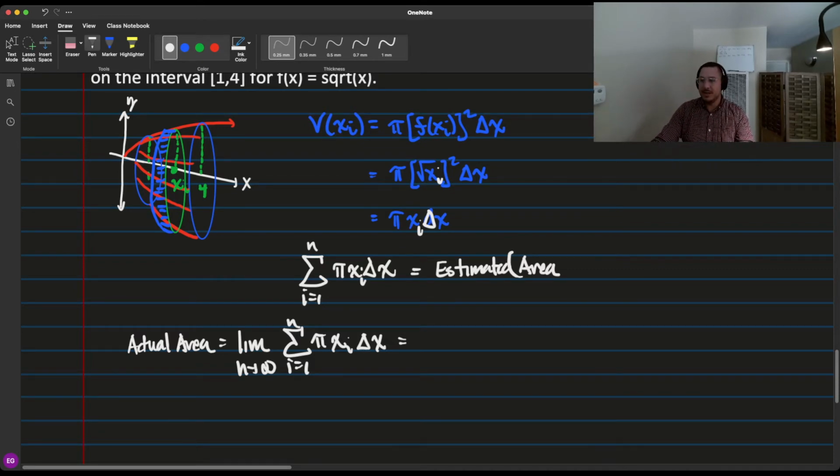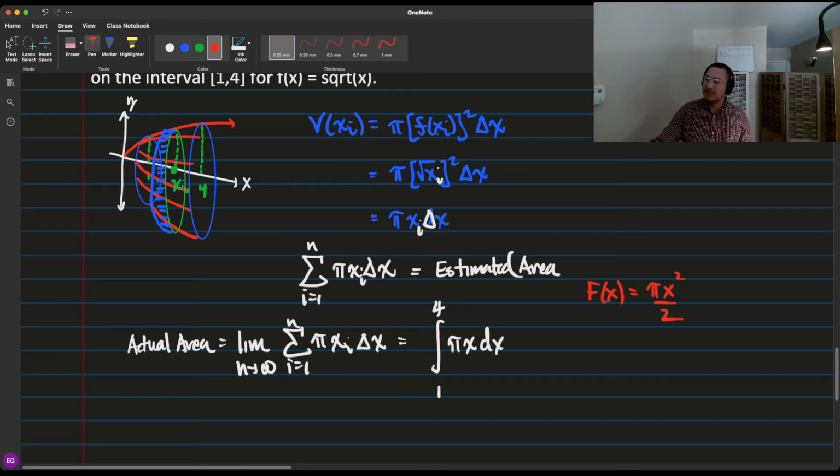Now, this becomes a definite integral. Our bounds were 1 to 4. The function we're integrating is just pi x dx. And then, yeah, now we can just find the antiderivative. That's pretty straightforward. The antiderivative of pi x is pi x squared over 2. So we want f of 4 minus f of 1.